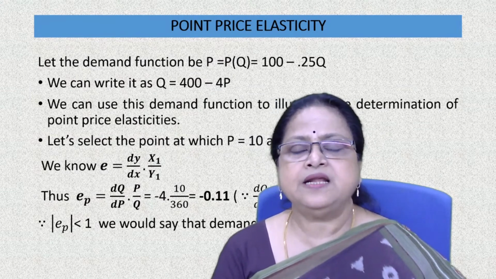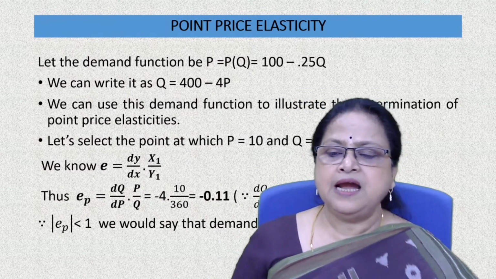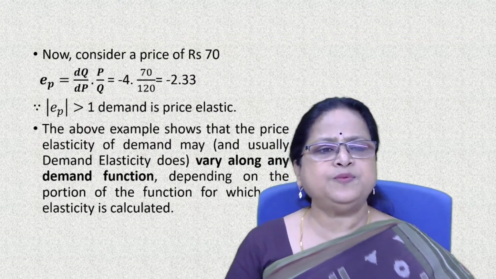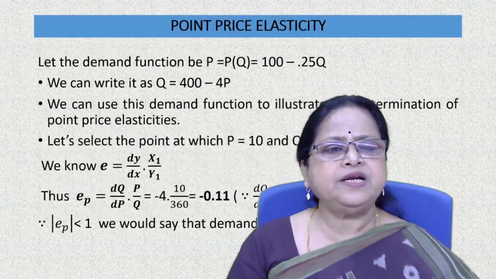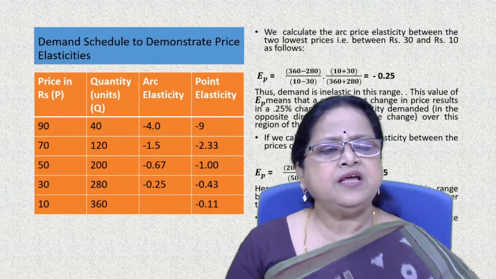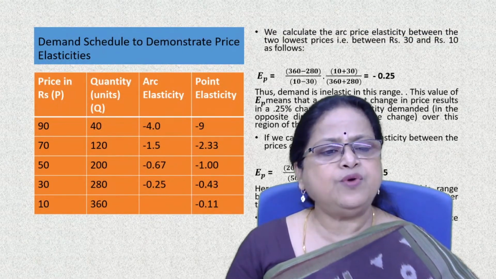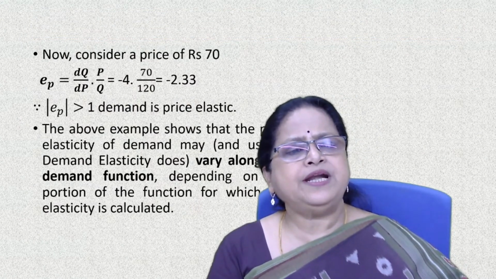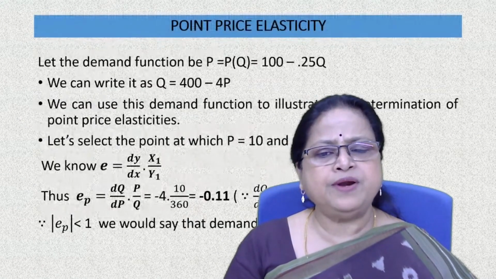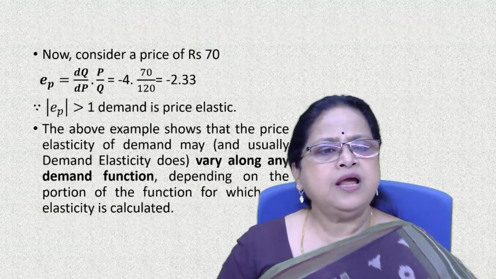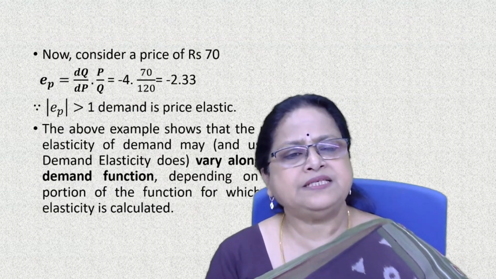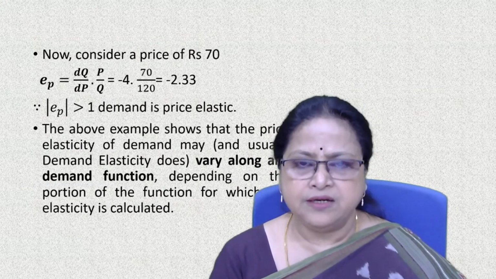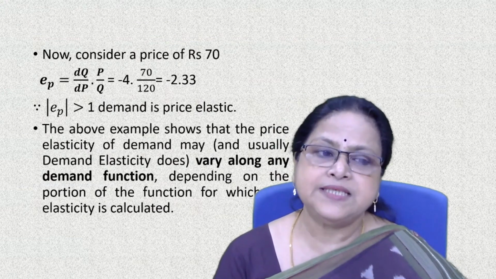Or we can say that the demand is inelastic at a price of rupees 10. Now consider a price of rupees 70. Let us go back to this. At 70, the quantity was actually 120. Here dQ/dP is already found, that is minus 4, and multiply this by 70 by 120, that is equal to minus 2.33. It is greater than 1, so demand is price elastic.